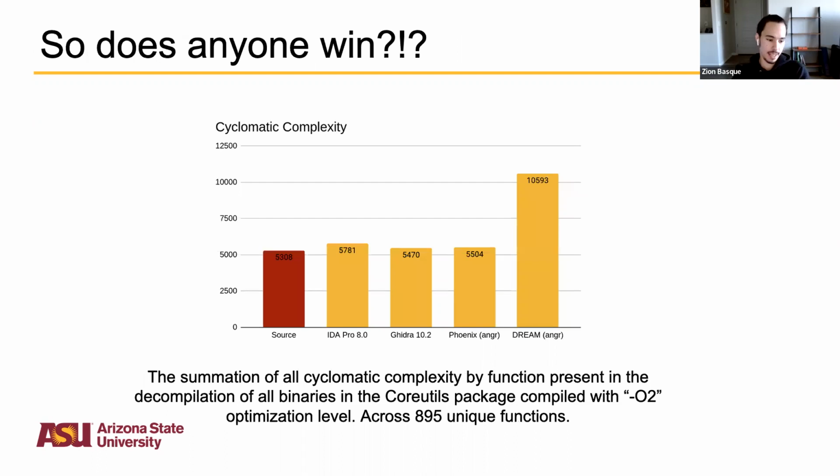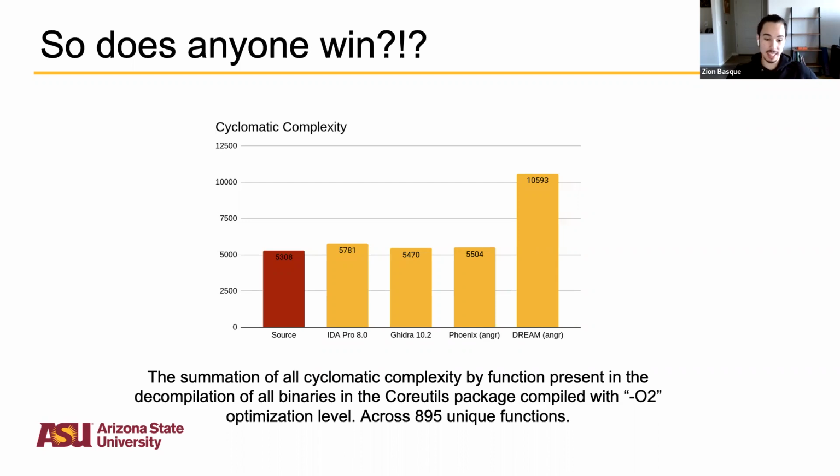So does anybody win if there are all these go-tos, and Dream doesn't work because it gives you no go-tos, but then it just trades it off for a bunch of conditions? Is anybody really better? And again, that's still a hard question to answer. You can look at that last metric I talked about, which was cyclomatic complexity by RevNG, right? And you'll notice that for Phoenix, Ghidra, and IDA Pro, they are very close to each other in cyclomatic complexity.